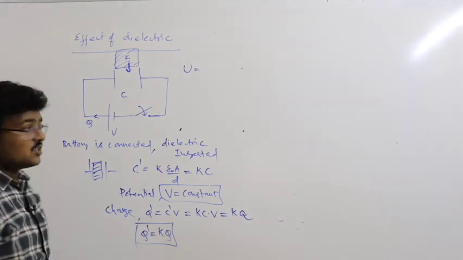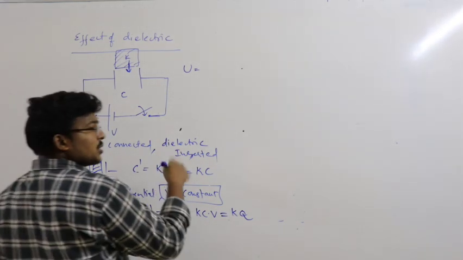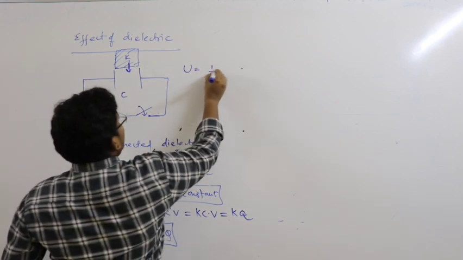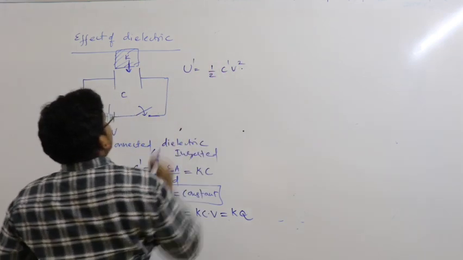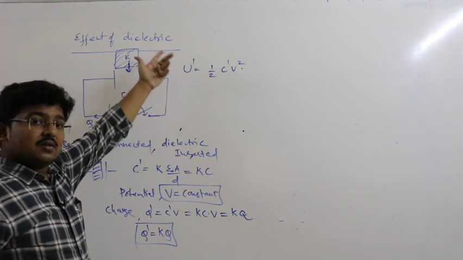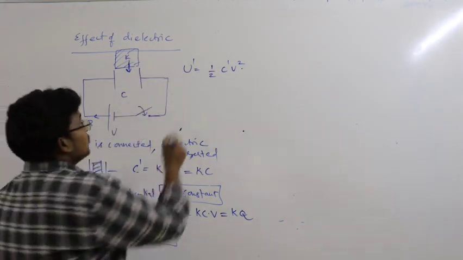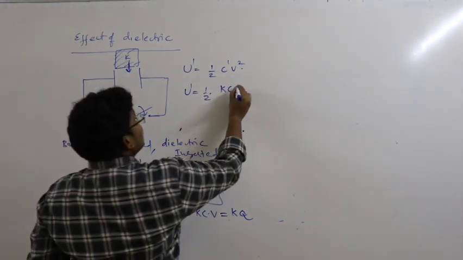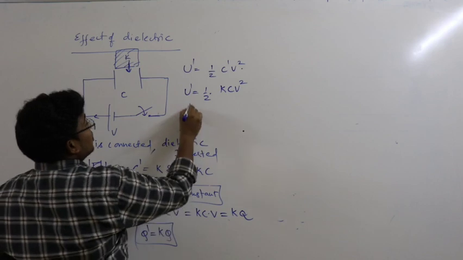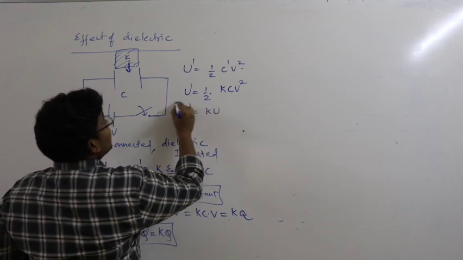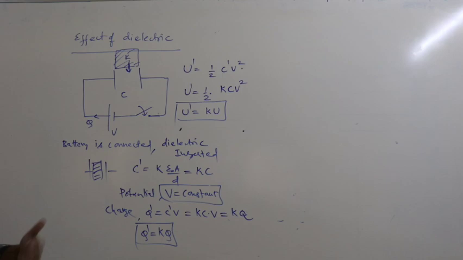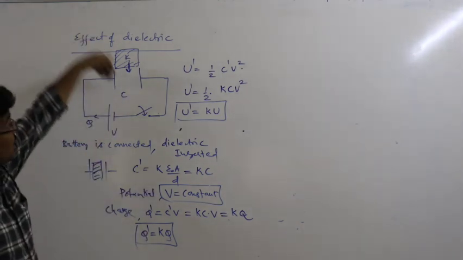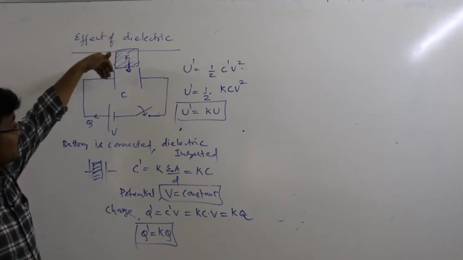What is the energy formula? Simply half CV square, or something else you can use, but I am using half CV square since voltage is constant, so half C dash V square. So after inserting the dielectric, U dash is equal to half into K times C into V square. So the internal energy also increased. These are the parameters that change between before and after insertion of a dielectric.